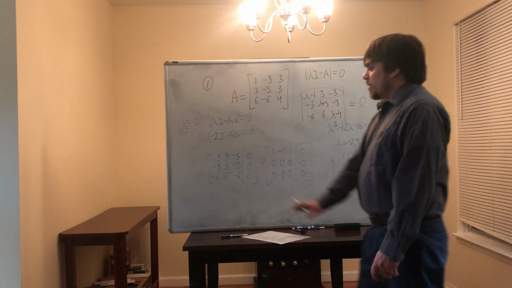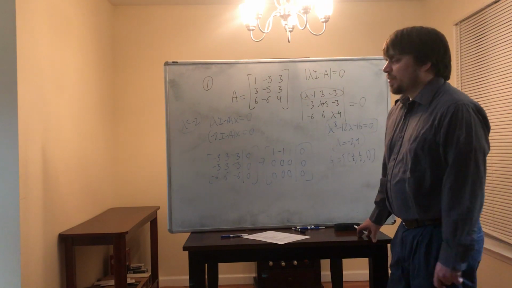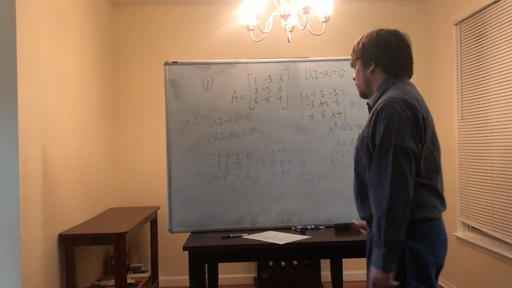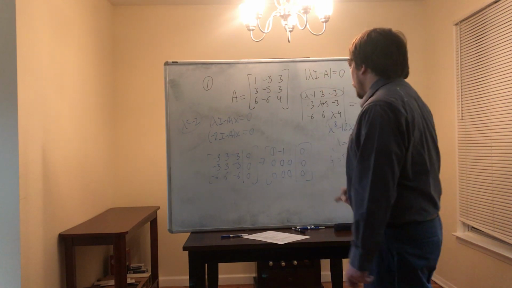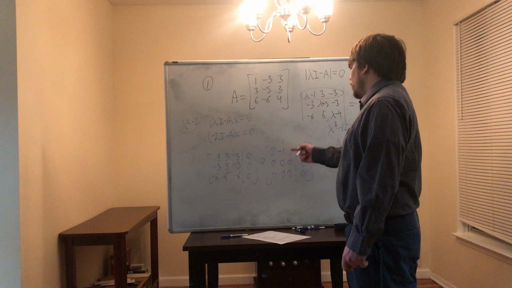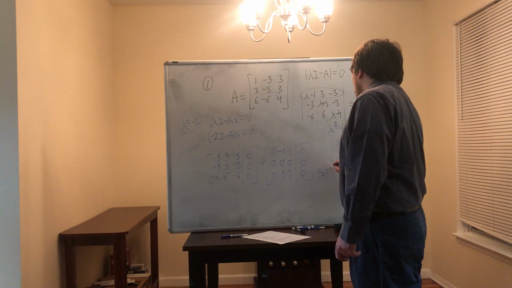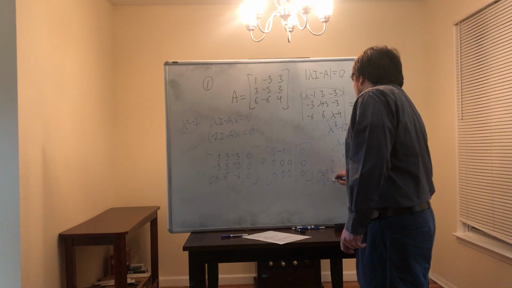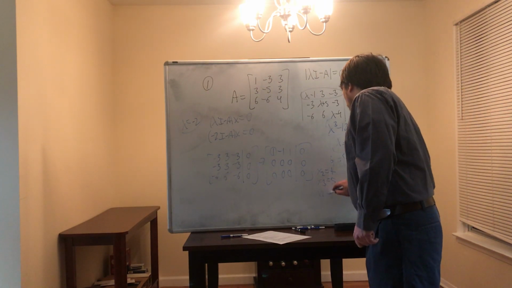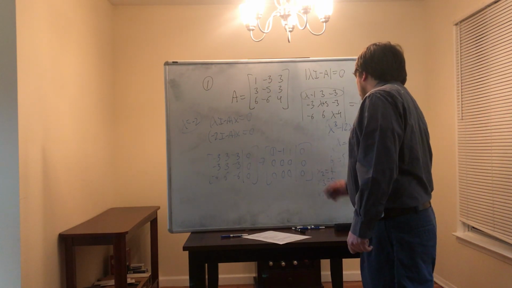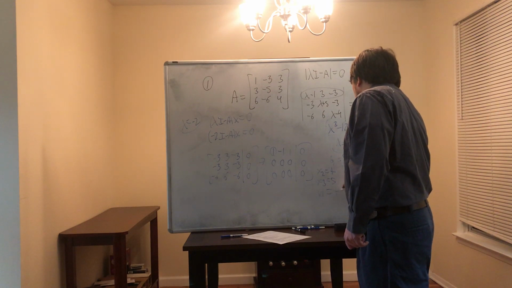Okay, so this augmented matrix in reduced echelon form is that. And so here's a leading 1, and so x1 is a leading variable. x2 and x3 are free variables, so I set a parameter equal to each of them. x2 is going to be t, x3 is going to be s. So x1 is then equal to x2 minus x3, which is t minus s.